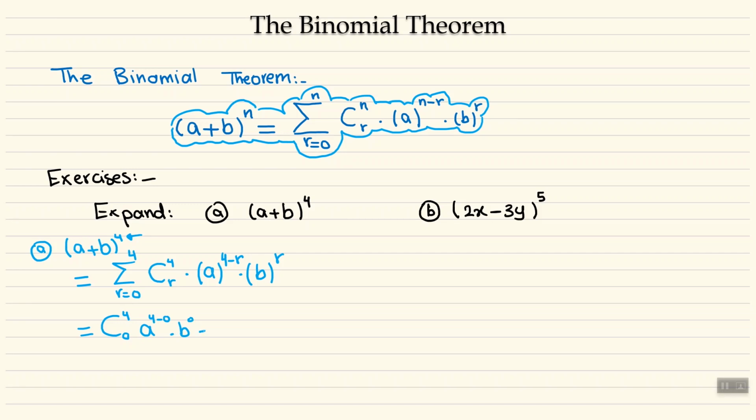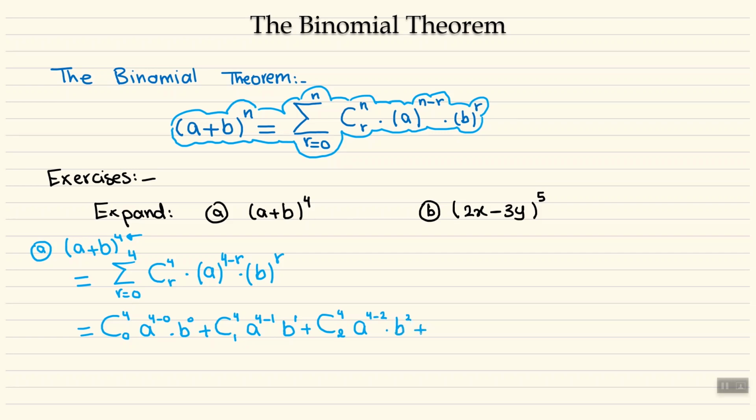Summation means addition. So now addition, and once we do the addition, it means r now would increase by 1. So this time r will be 1, and combination 4, 1, a to the power of 4 minus 1 and b to the power of 1, which is r, plus the next combination is combination 4, 2, because r now will increase by 1, so it will become 2. A to the power of 4 minus 2, b to the power of 2.